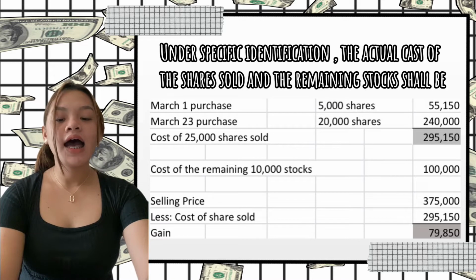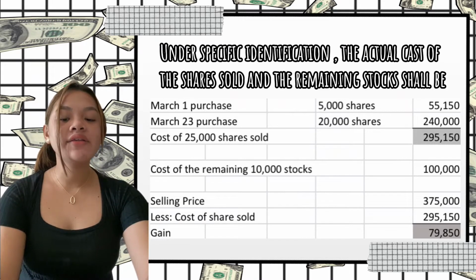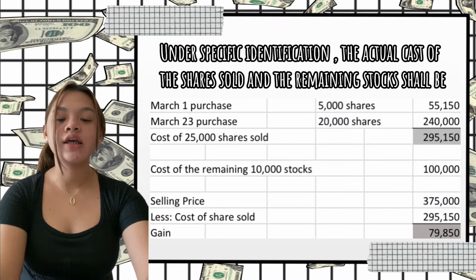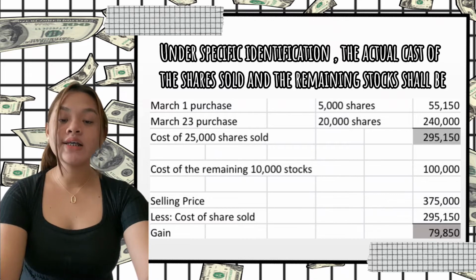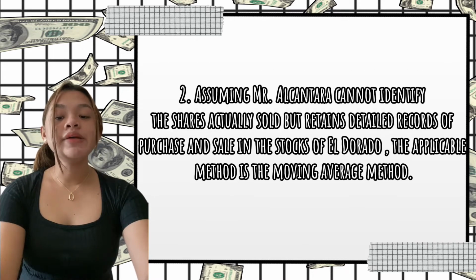To get the selling price, we're going to multiply the 25,000 shares times 15. It is equal to 375,000. And then we're going to less the cost of shares sold, which is 295,150. So 375,000 minus 295,150 is equal to 79,850.